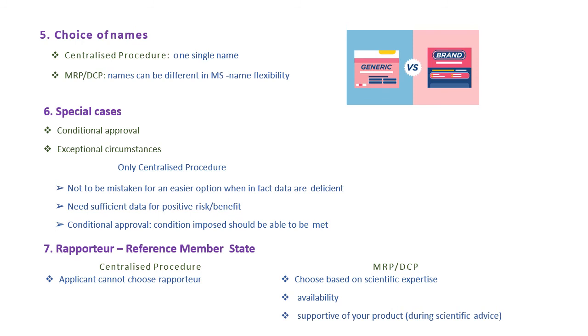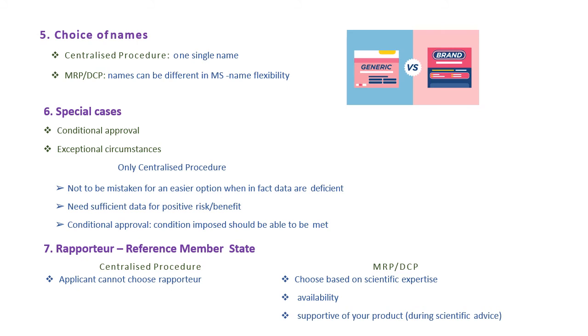Then your sixth strategy would depend upon special cases. If you're going for conditional approval or exceptional circumstances, then you can only go for the centralized procedure. Although this shouldn't be mistaken for an easier option when data are in fact deficient, there's a need that sufficient data are provided for a positive risk-benefit balance, and when you're considering conditional approval, the conditions imposed should be met at all times.